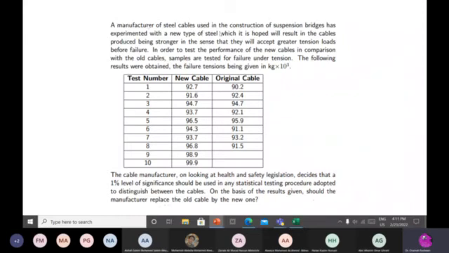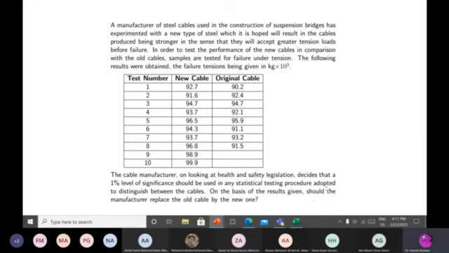Steel cables used in the construction of suspension bridges. As a statistician, I'm just looking at the data for the new cable and the original data. This is given in kilograms times 10 to the power 3, so this is in 1,000s, right? Okay, and what is the question here? It is decided that at the 1% level of significance, this is my alpha, right? It is 1%.